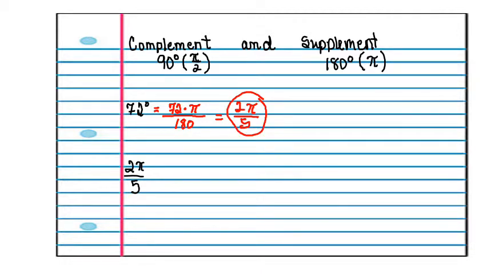And so now I'm going to take the 90 degrees, which is pi over 2, and subtract the 2 pi over 5. And to do that, we have to have a common denominator. So our common denominator between these two is going to be 10.